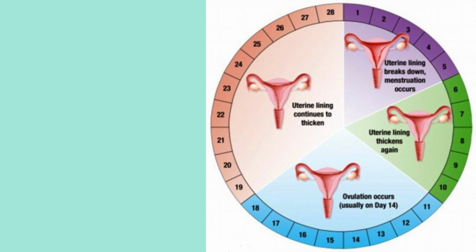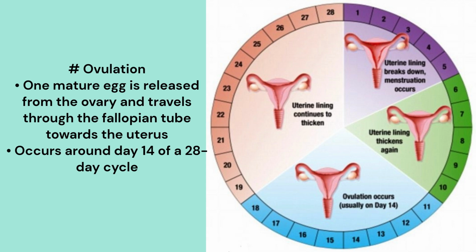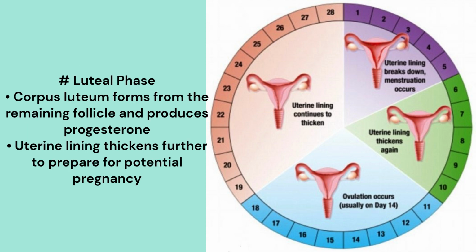3. Ovulation. One mature egg is released from the ovary and travels through the fallopian tube towards the uterus. Occurs around day 14 of a 28-day cycle. 4. Luteal phase. Corpus luteum forms from the remaining follicle and produces progesterone. Uterine lining thickens further to prepare for potential pregnancy.